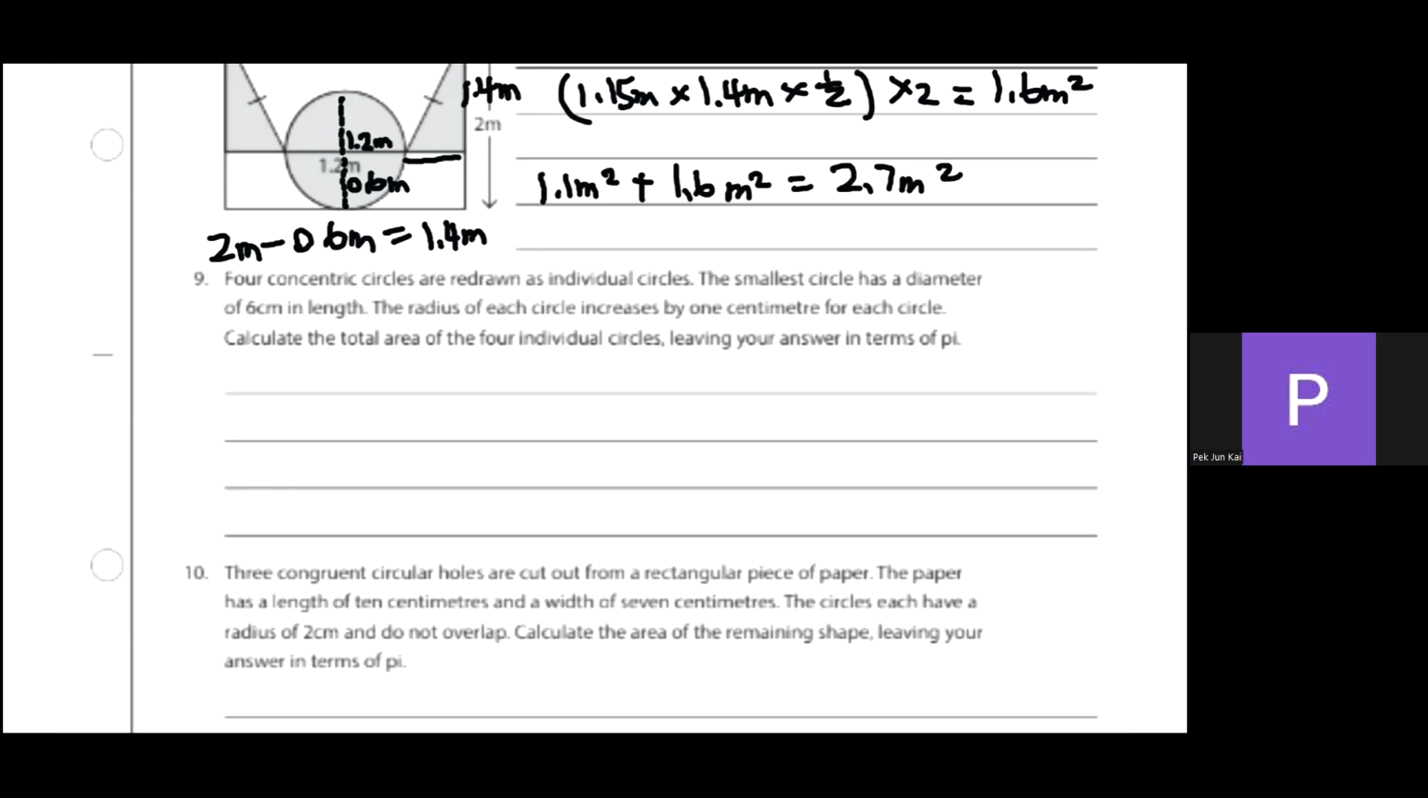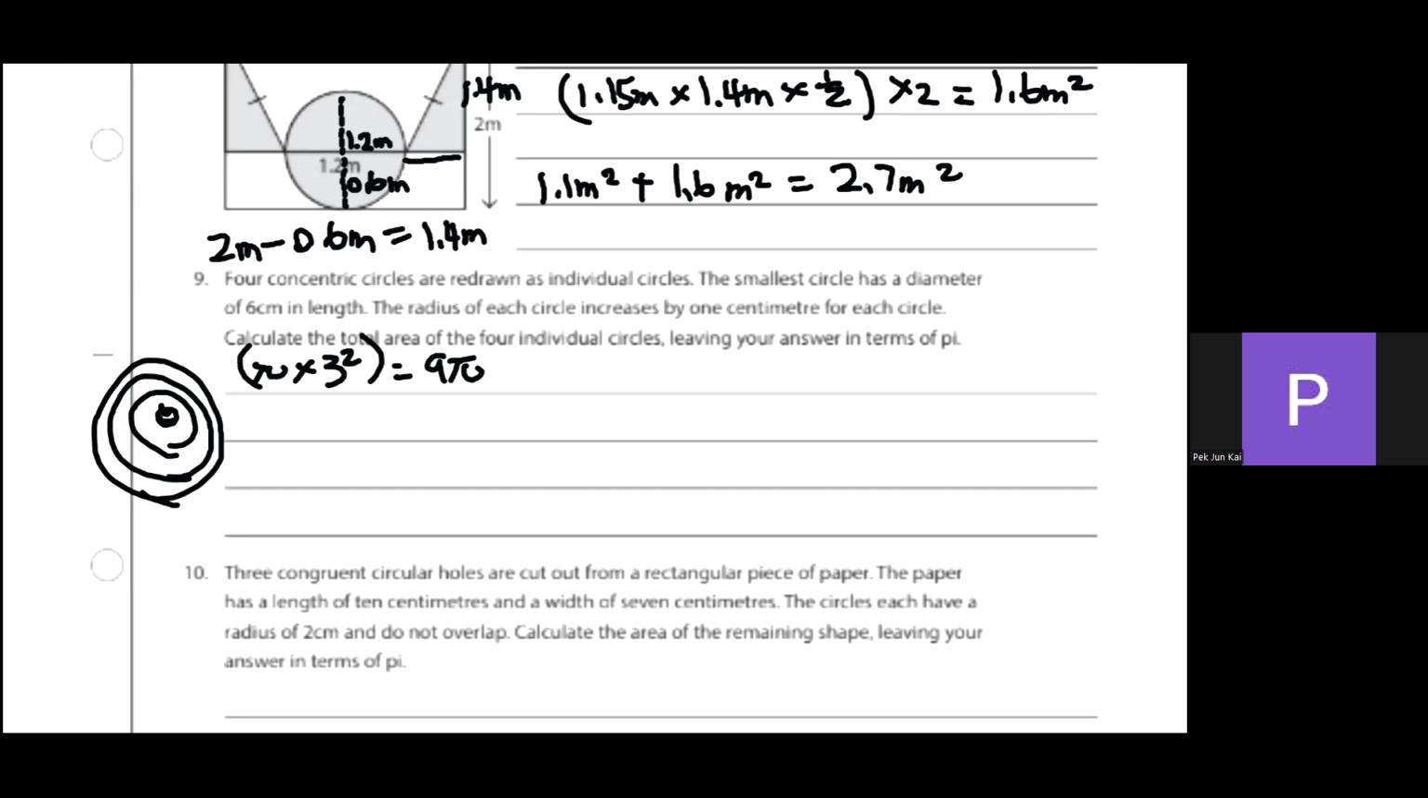So 4 concentric circles means that the circles are nested inside one another. The smaller circle here has a diameter of 6 cm, which is a radius of 3 cm. So the smaller circle would be pi times 3 times 3, which is 9 pi, since the question requires us to leave the answer in terms of pi.